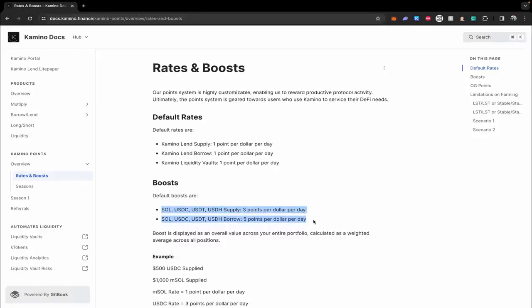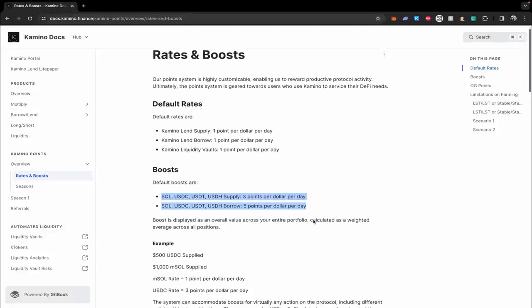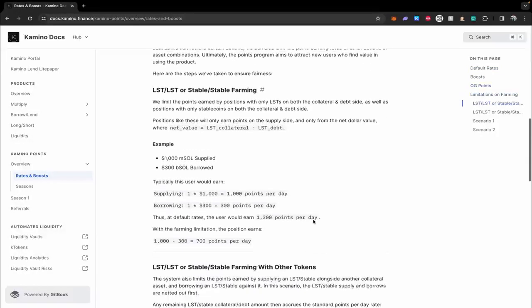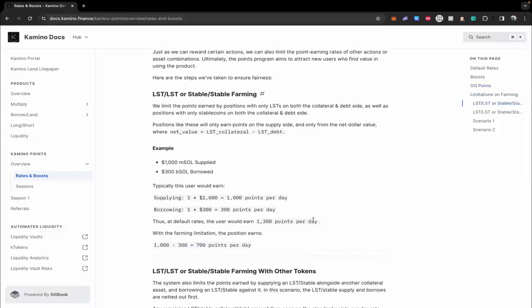Now you might be thinking, why don't I just supply SOL and borrow SOL? That way I have no risk of getting liquidated. Or the same for the other stablecoins. Kamino has put in place a mechanism that prevents people from farming with stablecoins, matching assets, liquid staking tokens like BSOL or MSOL, and it prevents them from getting a points boost, and not only that, they actually deduct points.